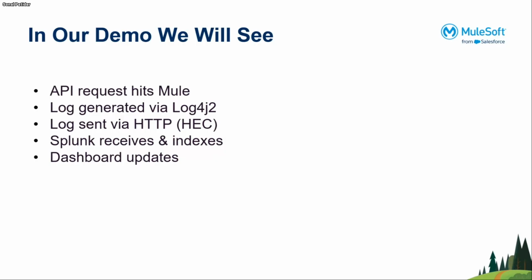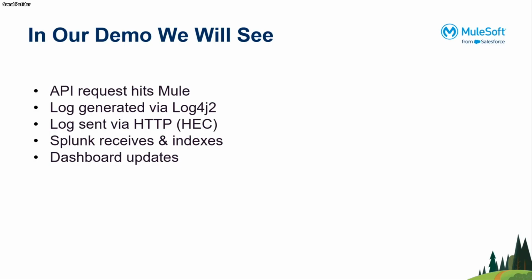In our demo, we will see first a client sends a request to the Mule API, then Mule processes the request. Logs are generated using the log4j file. These logs are then sent directly to Splunk using the HTTP Event Collector along with the HEC token. Splunk receives the logs and indexes them so that they can be searched and analyzed. Finally, the data is reflected in dashboards in near real time, giving us full visibility of the API activity.